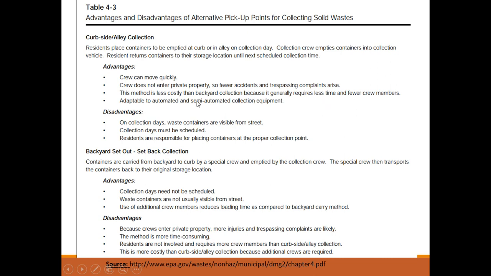So this is less costly because they need fewer crew members, and it's also adaptable to automated and semi-automated collection equipment. So automated, as we will see later on in the lesson, would be an example of where you have the garbage trucks. They will have automated arms where they can attach to the containers and lift them and empty them into the truck's tray without too much human effort needed.